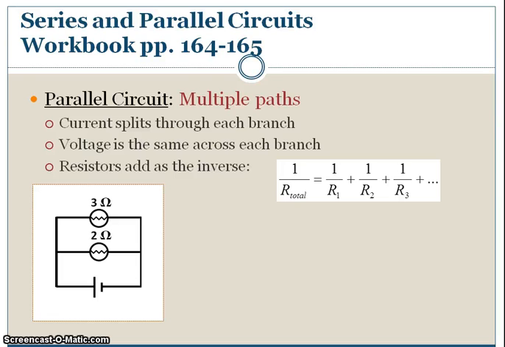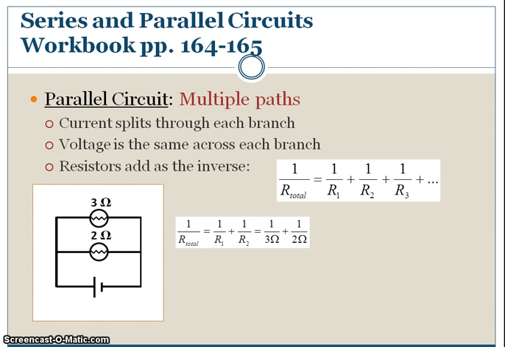If you had a 3 ohm bulb and a 2 ohm bulb and you wanted to calculate the total resistance, you would write out 1 over R total is equal to 1 over R1 plus 1 over R2, and then you would plug in those values of 3 ohms and 2 ohms. Now you see that we're dealing with fractions, so you're going to have to find a common denominator between 3 and 2. The best choice would be 6 ohms as your common denominator, and then 3 goes into 6 twice, and 2 goes into 6 three times.